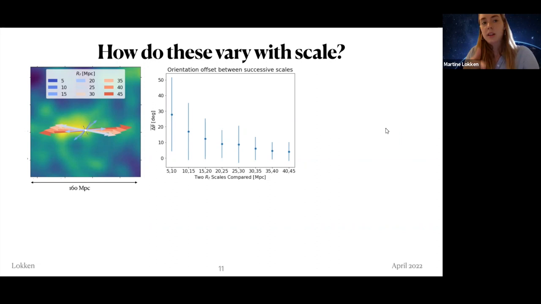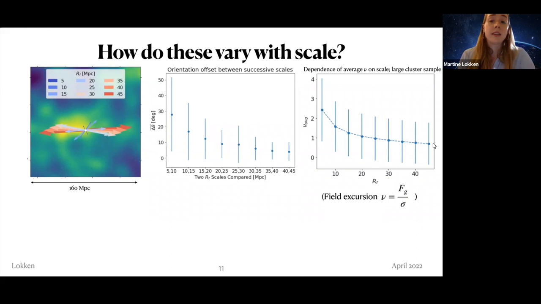This is the distribution of that average angle that we get. So the orientation angle varies quite a lot more for the smaller scales, and then for larger scales, it becomes more consistent. And so basically what this is telling us is that the structure becomes more aligned as you move to larger scales, which is generally what you would expect from theories of linear versus nonlinear structure growth.